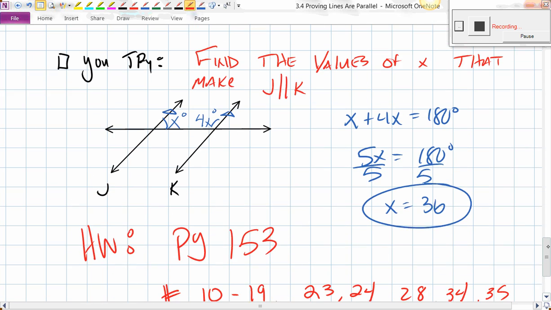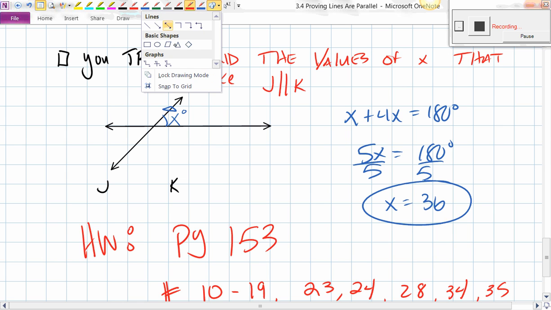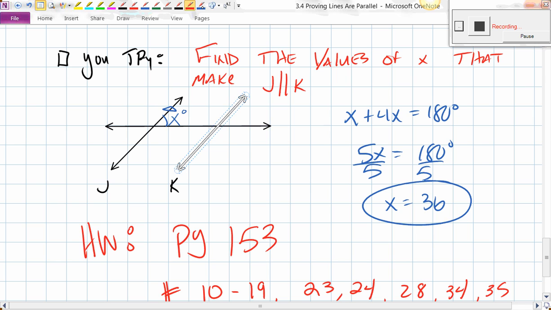Then there was a U-try. We had everybody break into groups and say, okay, what values of x make J parallel to K? And this, can't really tell what this is here. Oops, let's get that back. Looks like that. And then this was 4x degrees, and this was x degrees over here. So x and 4x are consecutive interior angles, therefore they have to add up to 180. Do a little algebra, and you find that x is equal to 36 degrees.